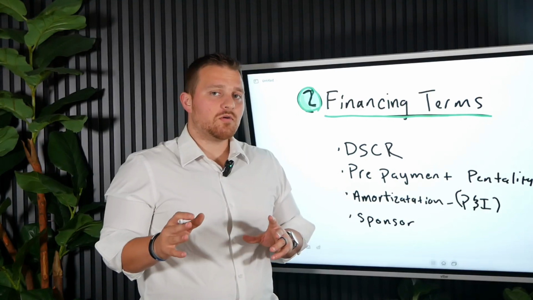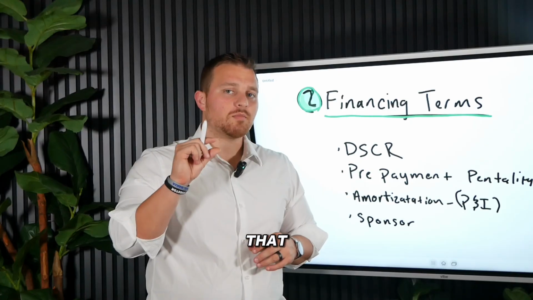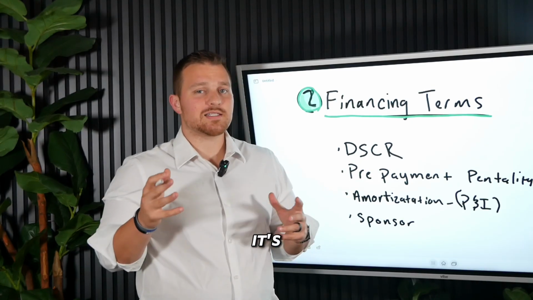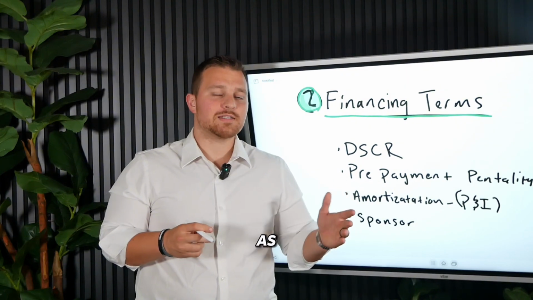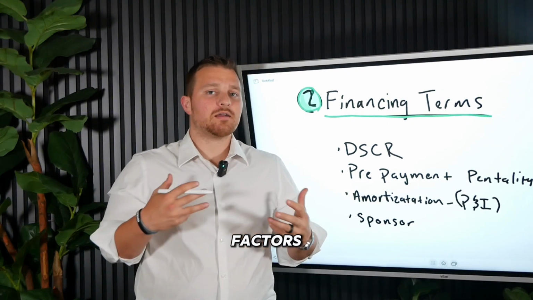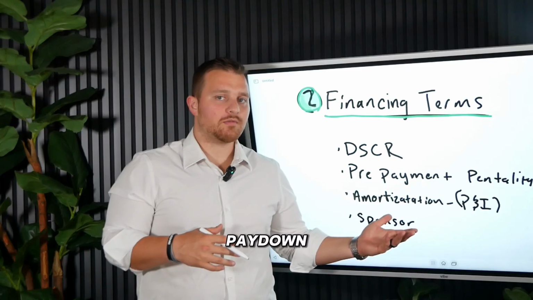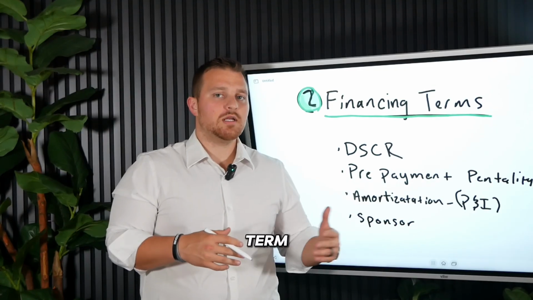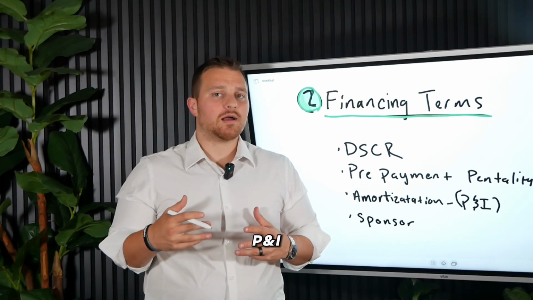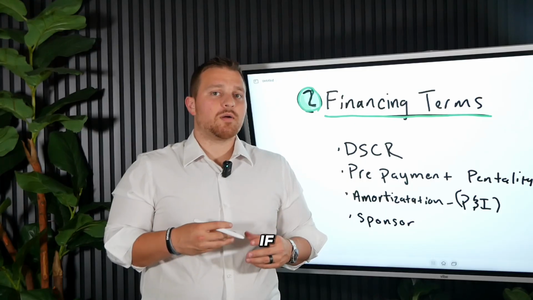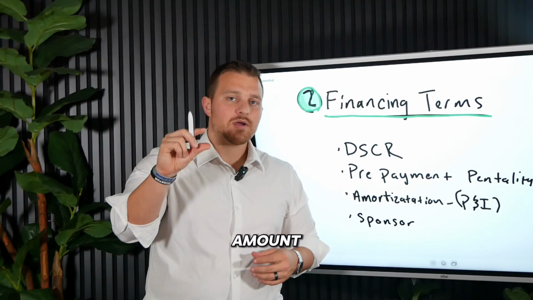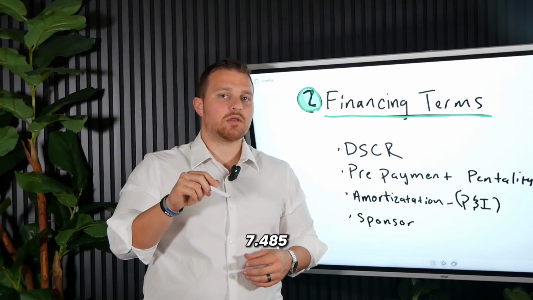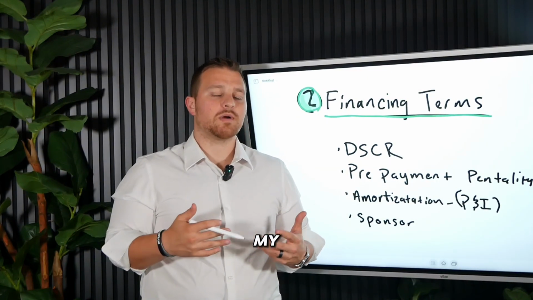To make it super simple, if you take the interest rate that you're borrowing the loan at, which in this case is 6%, and you add on 1.485 as a rate factor, that factors in how much of a principal pay down you'll be making along that term. That's how you can get to your P&I all-in payment rate. So if I'm borrowing at 6 and I add my rate factor on, I'm going to take the loan amount and multiply it by 7.485 to determine my annual payment.